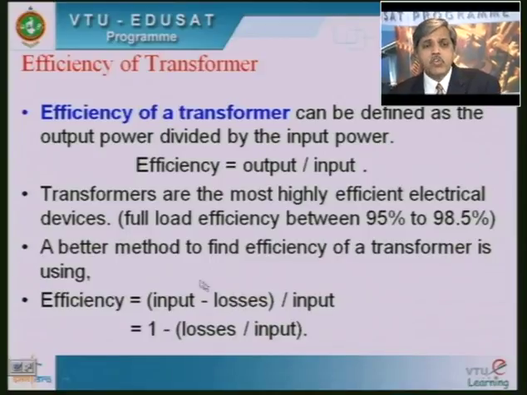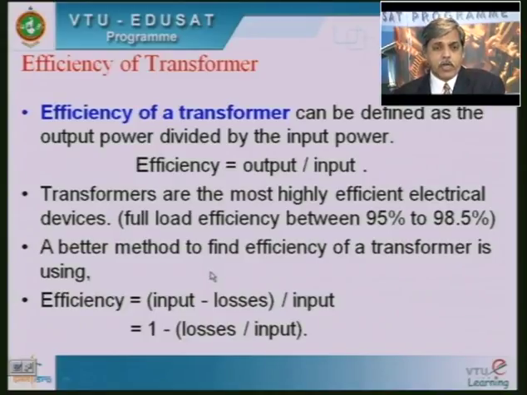Remember, in the transformer the two losses, core loss and copper loss, core loss depends on the voltage, and the copper loss or the I square R loss depends on the current. So the product of voltage and current will be volt amperes, therefore the rating of the transformer will always be expressed in volt amperes. That is the product of voltage and current.